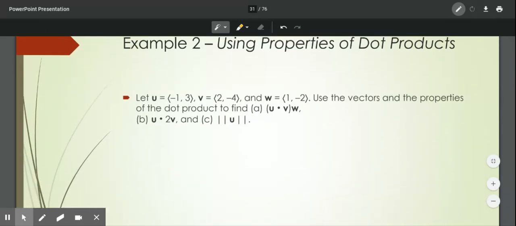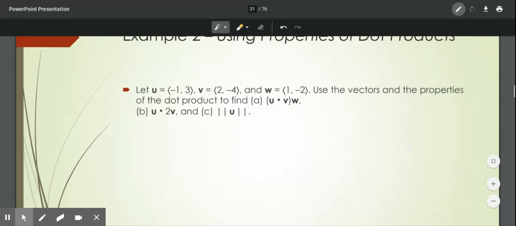All right, so for our next example, we have three vectors, u, v, and w, and they have their components. It says use the vectors and the properties of the dot product to find, for part A, u dot v times w. For part B, we need to find u dot 2v. And for part C, we need to find the magnitude of u.